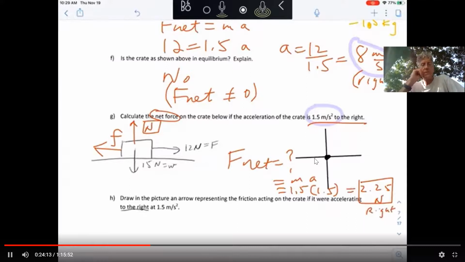Okay, so the next one I already did. So it has to oppose the 12 newtons to make a lesser acceleration than we saw before. Okay, so let's keep on going.